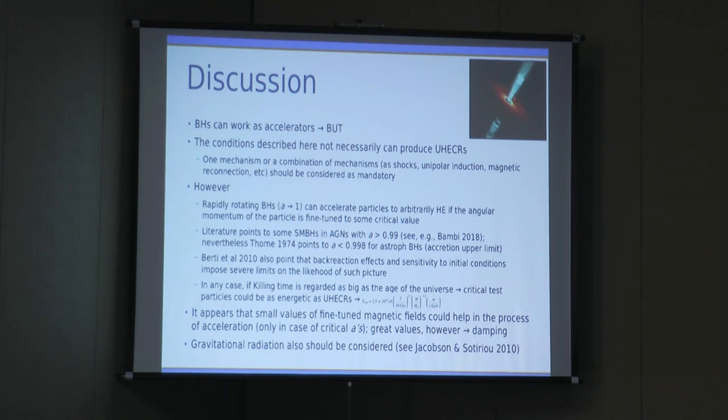So we can do some discussions about what I was telling you. The first one is that black holes can work as accelerators in this picture, but the problem is that the conditions described here not necessarily can produce ultra-high energy cosmic rays. There is only one condition that can produce ultra-high energy cosmic rays. But to guarantee ultra-high energy cosmic rays, you indeed have to consider as mandatory mechanisms such as shocks, unipolar induction, magnetic reconnection, etc. in the environment around the black hole.